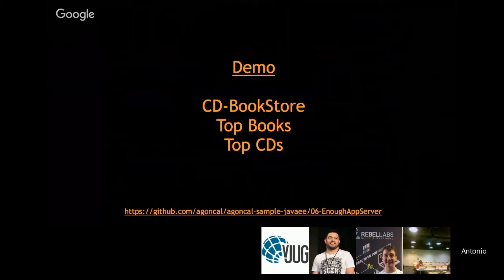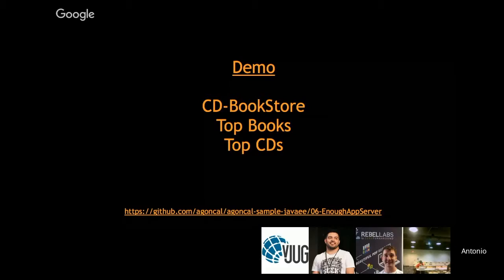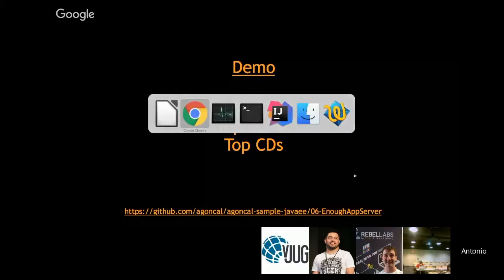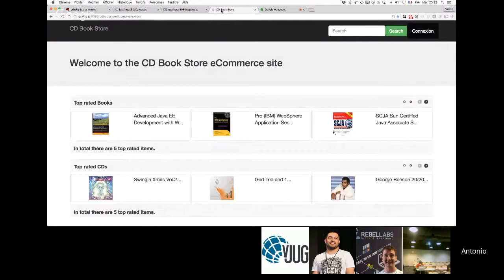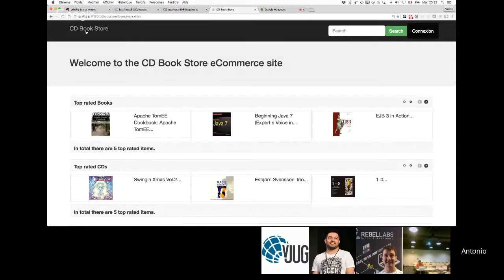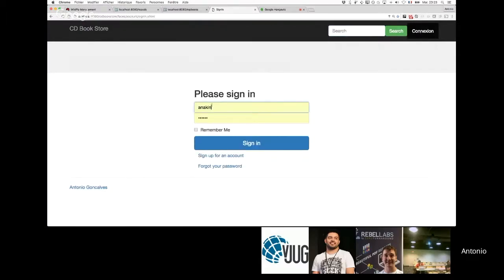So that's what I'm going to show you. I'm going to show you a demo of a web application, a CD and book store. Very, very basic, but I will explain its structure, its architecture, and why all this matters. So let me turn to the CD bookstore. As you can see, this is a website. Here you have the 5 top rated books, and here at the bottom you have the top rated CDs, and you can connect. So I'm going to connect as an administrator.